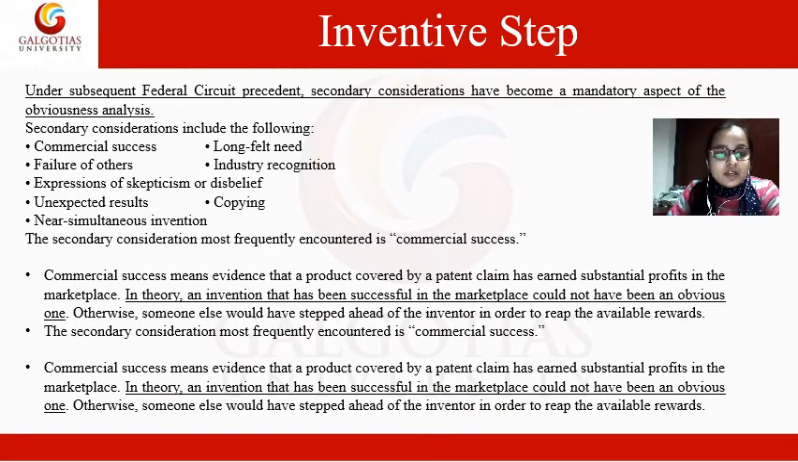Moving forward, under subsequent federal precedents, secondary considerations have been a mandatory aspect of such obviousness analysis. Secondary considerations include the following: commercial success, failures of others, and near-simultaneous inventions. The secondary consideration most frequently encountered is commercial success. Commercial success gives you various ideas that we have discussed in this particular slide, and an invention that has been successful in the marketplace could be a non-obvious one.